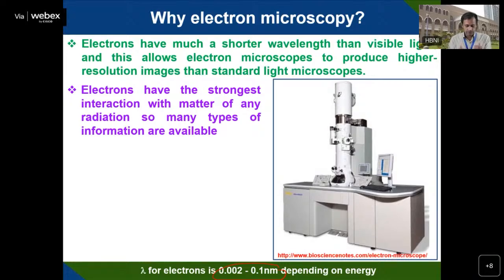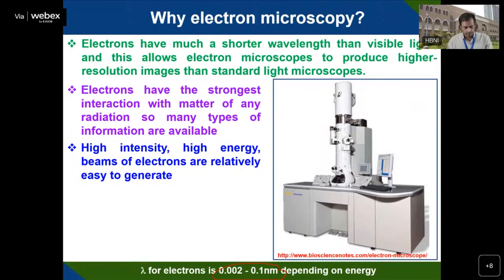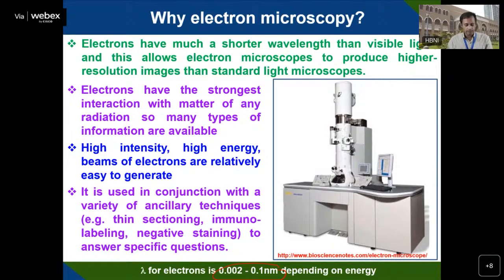With the optical microscope, you use visible light, and the interaction of visible light is with the top surface only, so you are not able to get much information. But the electron has a shorter wavelength and interacts strongly with the material, so you get better information about the material. It also has high intensity and high energy. Beams of electrons are relatively easy to generate, and you can even go for high energy electron beams, which give better information about the structures. It can be used in conjunction with a variety of ancillary techniques.